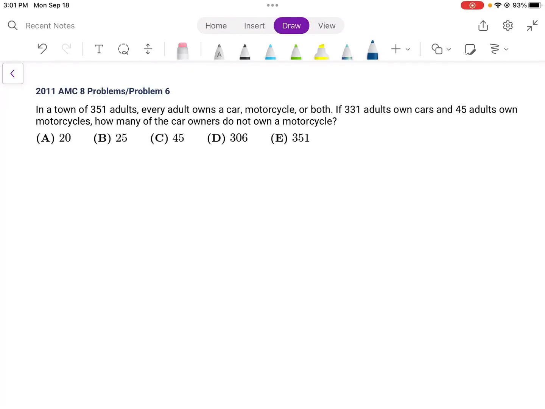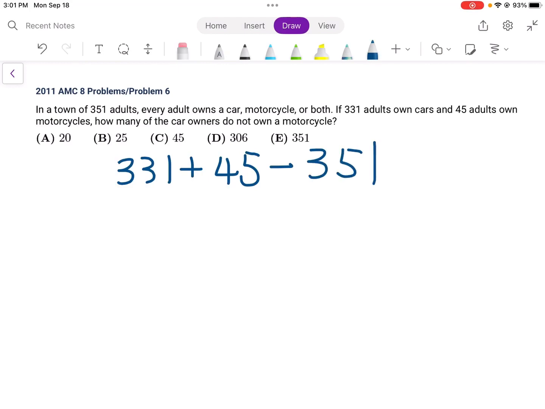Problem 6. Let's first calculate how many adults own both cars and motorcycles. So we use 331 plus 45, subtract the total number of adults, 351. That will give us the number of adults who own both cars and motorcycles.